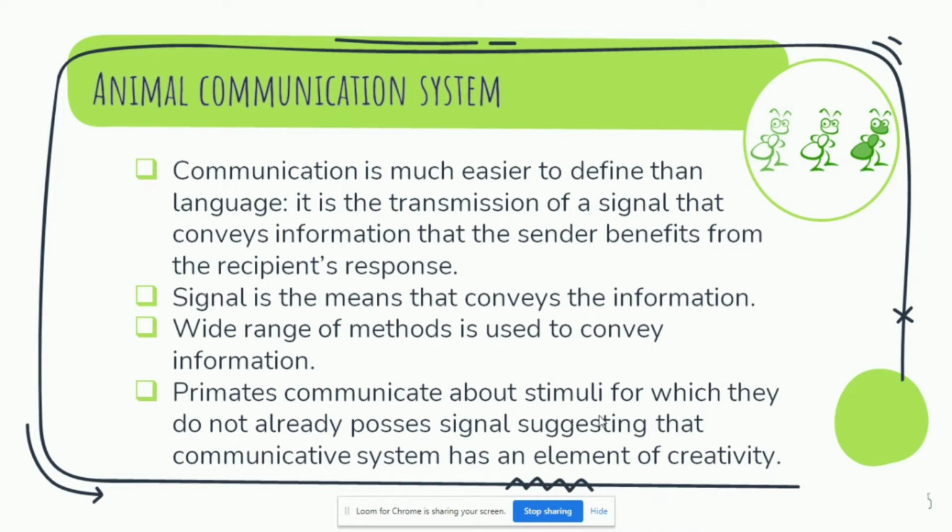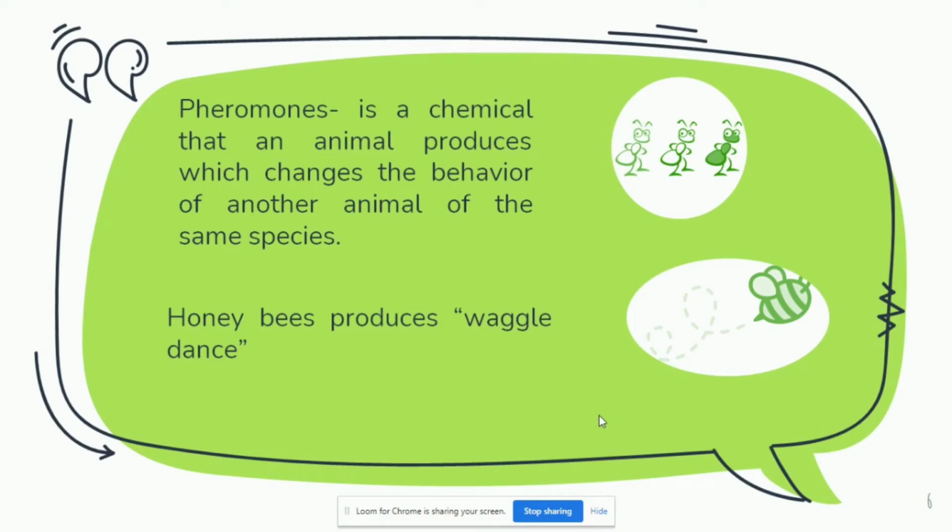A wide range of methods is used to convey information. For example, ants rely on chemical messengers called pheromones. A pheromone is a chemical that an animal produces which changes the behavior of other animals of the same species. Also, honeybees perform a complex waggle dance in a figure of 8 shape to other members of the hive. The direction of the straight part of the dance represents the direction of the nectar relative to the sun, and the rate at which the bee waggles during the dance represents distance.